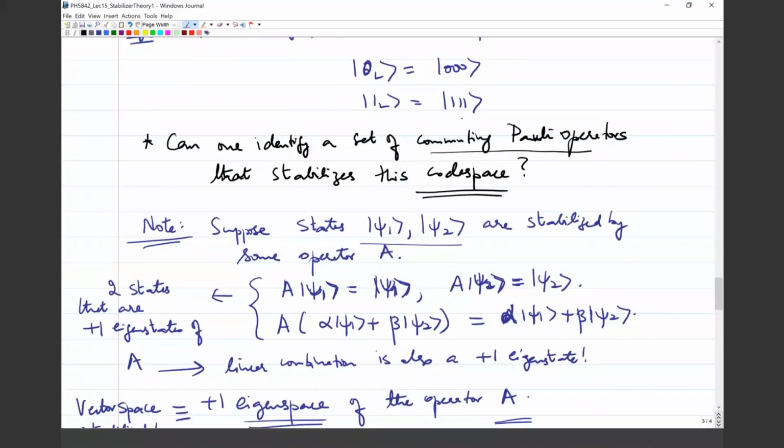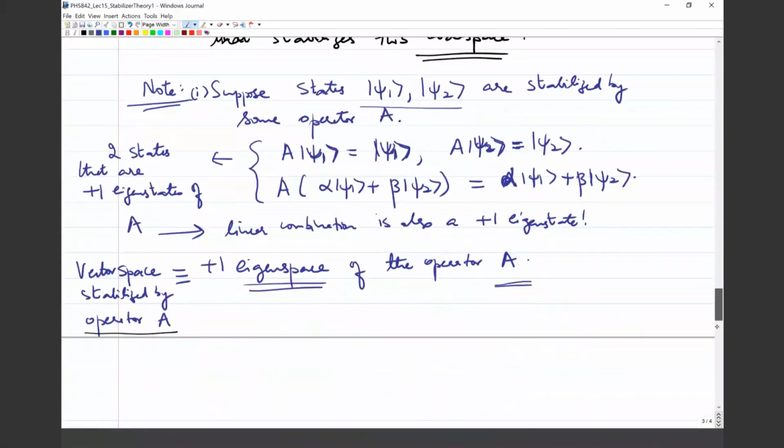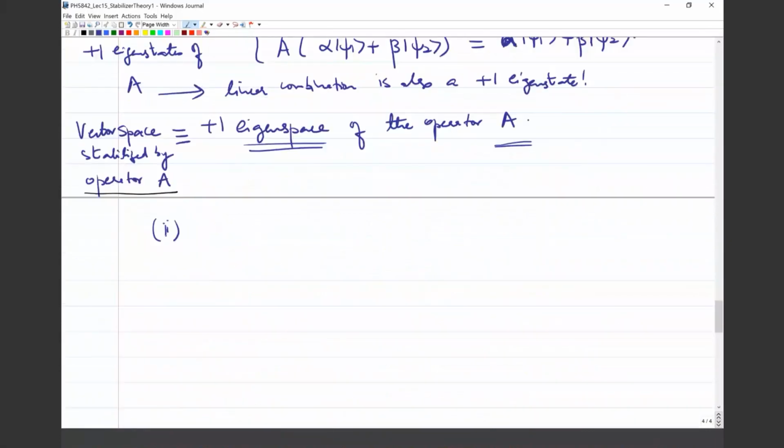You're saying that consider some set of commuting Pauli operators, not just one operator, but some set of operators, right? So this is the first point, that there is a natural vector space structure. The second point is, if you have to talk about stabilizing a vector space, then you need to talk about commuting Pauli operators, right?